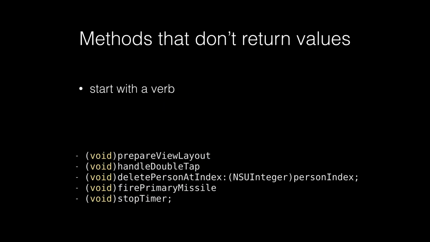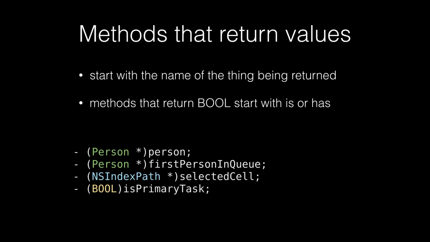So methods that don't return values are often doing some action, so it's good to start with a verb and then add some description after that. Methods that do return values, I find it's often good to start with the name of the thing being returned.